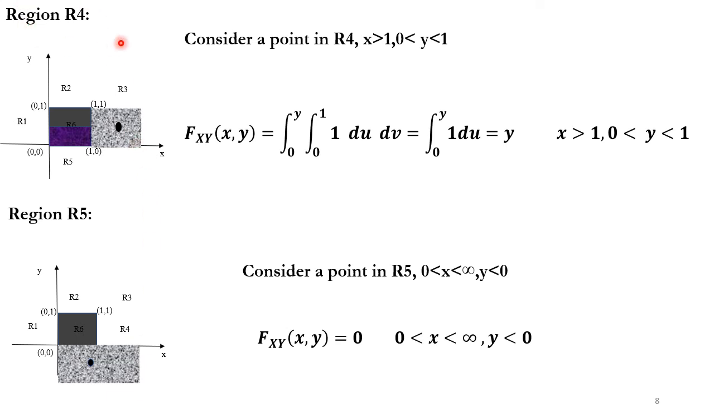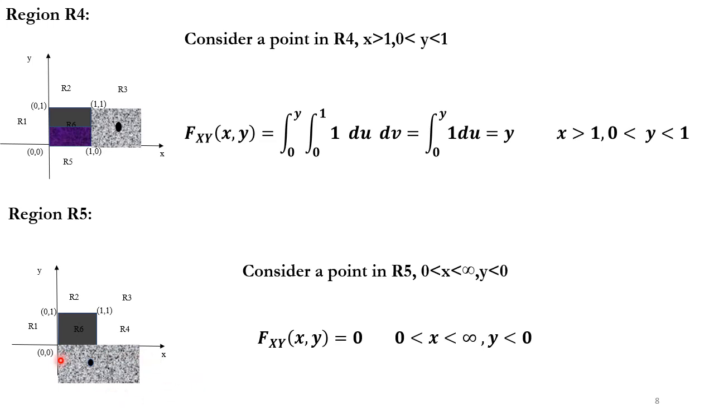We consider the region R4. So this is the point under consideration. Here the x value will vary from 0 to 1, whereas y will vary from 0 to y. Therefore, F(x,y) is given by the integral from 0 to y, integral from 0 to 1, du dt, that gives you y.